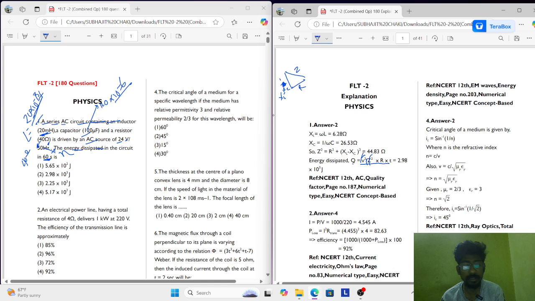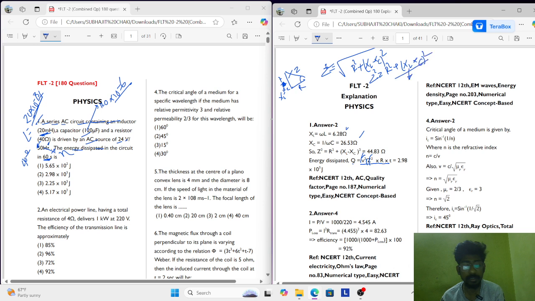Or this is R and this is XL, depending on what angle you are taking. So from this you can calculate our Z, or Z square. The formula of Z is the root over R square plus XL minus XC whole square. So for Z square, the formula will be Z square equals R square plus XL minus XC whole square.